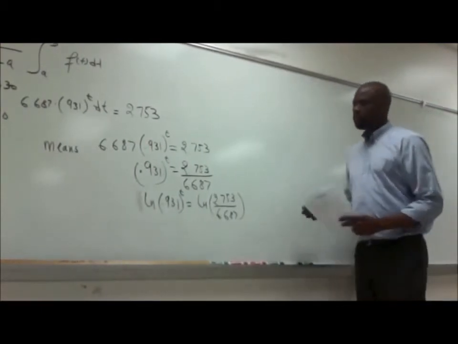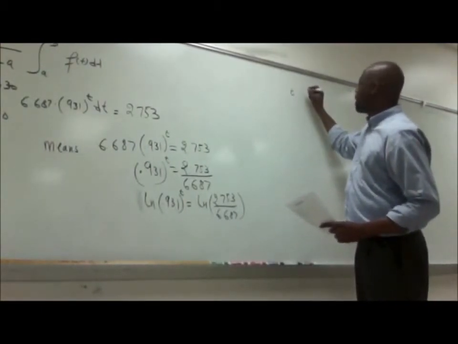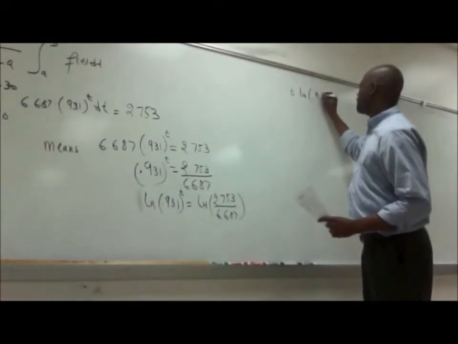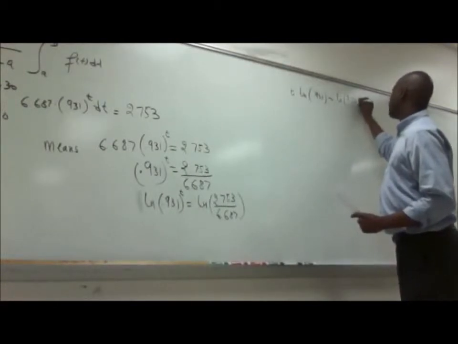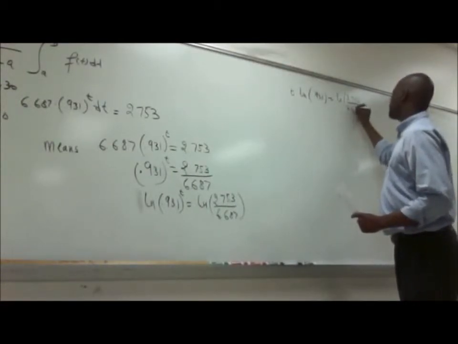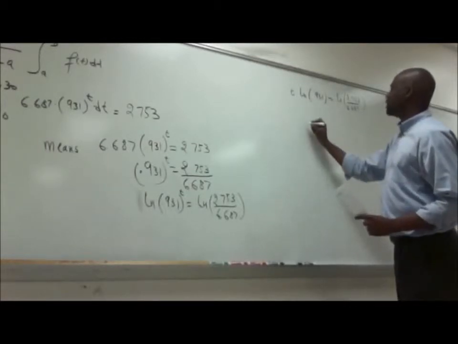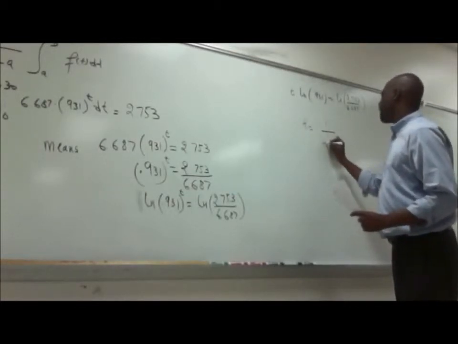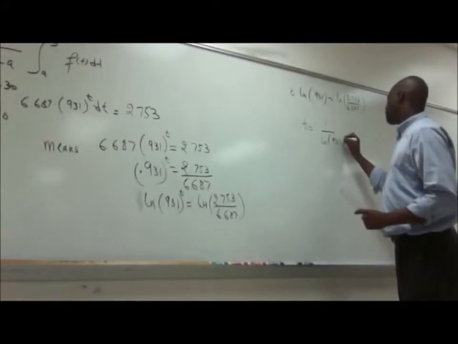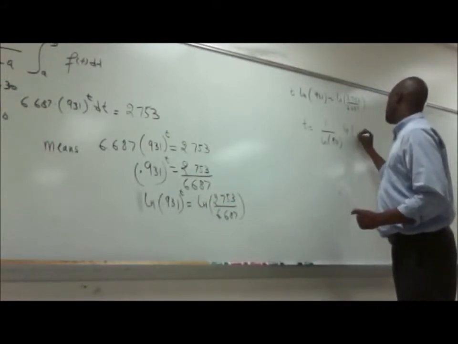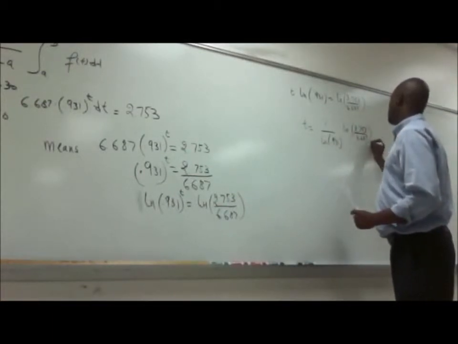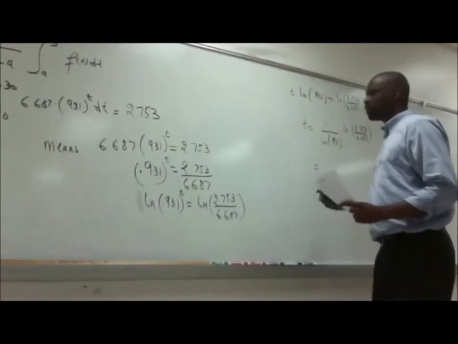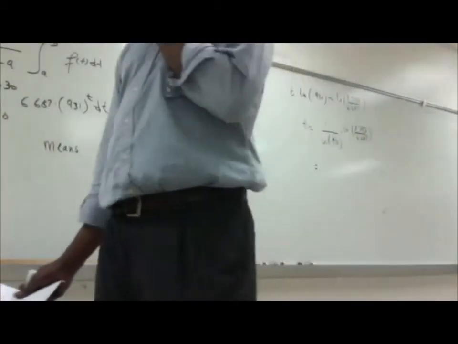So t ln 0.931 equals ln of 2.753 over 6.687. So t is equal to 1 over ln 0.931 multiplied by ln of 2.753 over 6.687. Then use the calculator to find what t equals. All right, the last one, D.